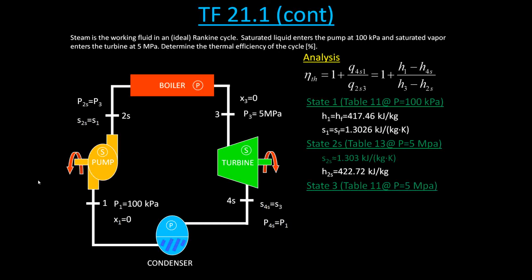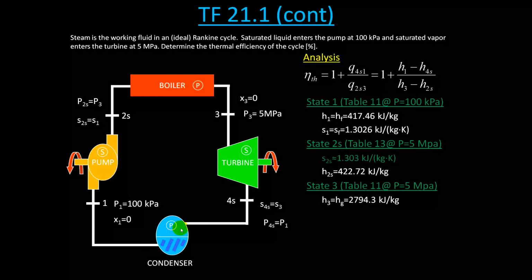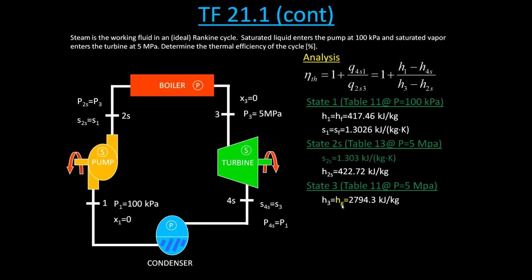We're going to go to state 3. State 3, we're going to use table 11 again because we know it's in the saturated mixture region. It's actually on the saturated vapor line at pressure equal to 5 megapascals. So at the saturated vapor values, enthalpy subscript g, we get an enthalpy of 2,794.3 kilojoules per kilogram. And again, we're going to look up the entropy at state 3 because we're going to use it down here for 4s. So our entropy at state 3 is 5.9734 kilojoules per kilogram Kelvin.